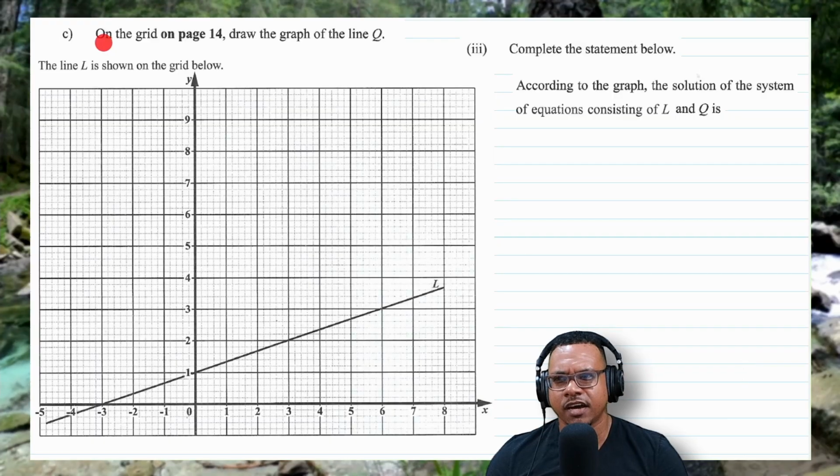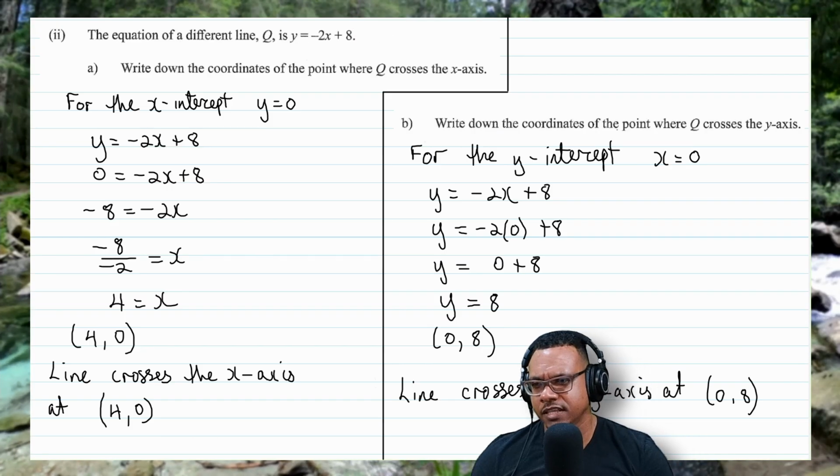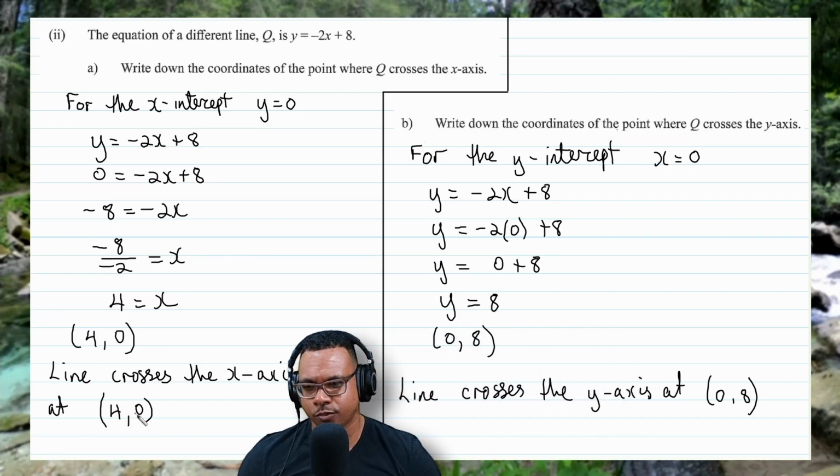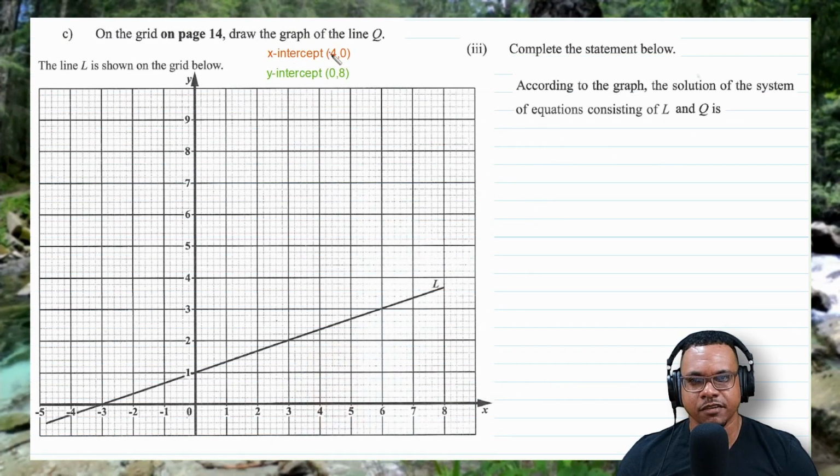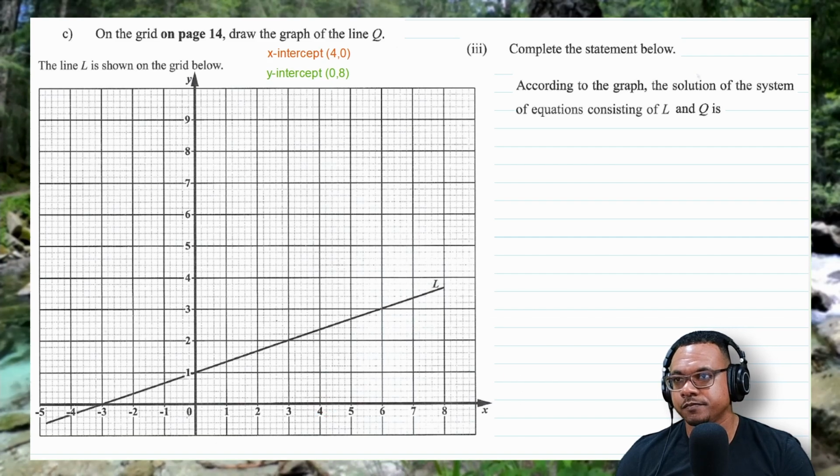Now for part C, we have on the grid on page 14, which was this grid paper here, we want to draw the graph of the line Q. Now remember, for the line Q, the x-intercept was (4, 0), and the y-intercept was (0, 8). With the x-intercept being (4, 0), it simply means the line touches the x-axis at positive 4. So I'll just put a little x here at positive 4 for the x-intercept. And the y-intercept being (0, 8) means the line touches the y-axis at positive 8. So I'll just put a little x here by positive 8 for the y-intercept.